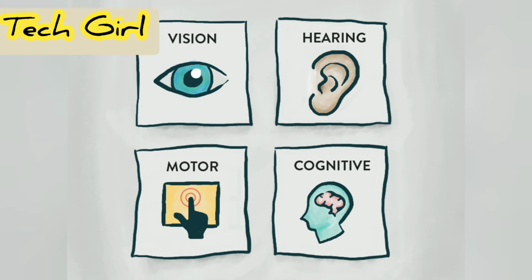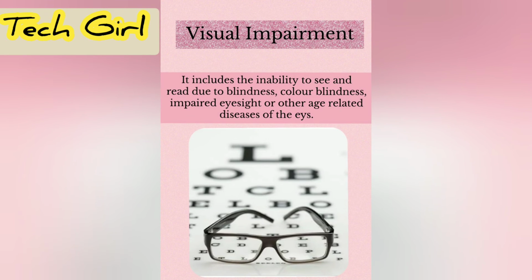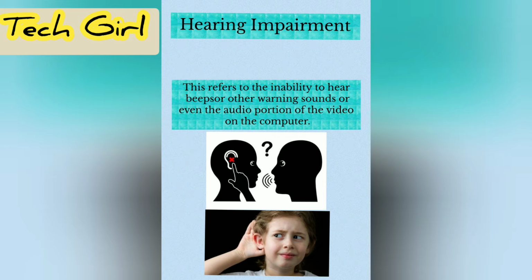Now let's discuss these impairments one by one. Visual impairment is when a person has an inability to see and read due to blindness, color blindness, impaired eyesight, or any other disease related to the eyes. It means if a person's vision is not clear for any reason, this is known as visual impairment. Next impairment is hearing impairment. It means when a person has an inability to hear the sound of beeps or other warnings, or has a problem of hearing. This is known as hearing impairment.